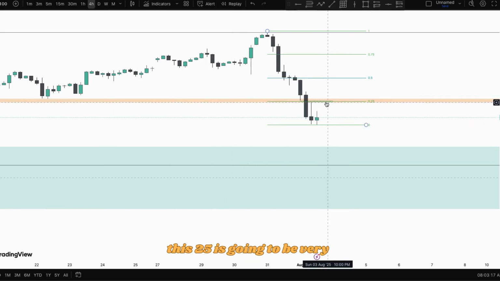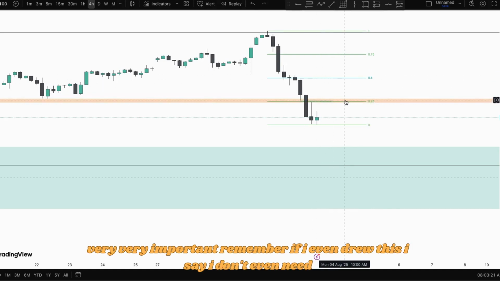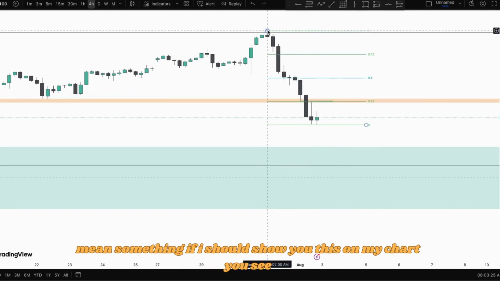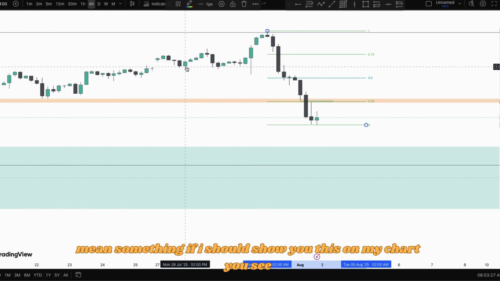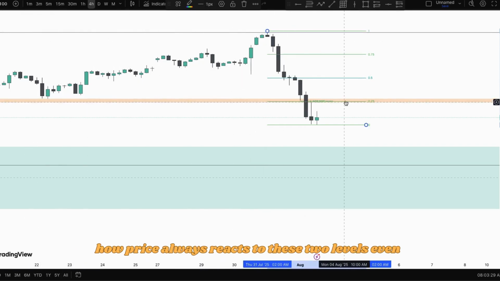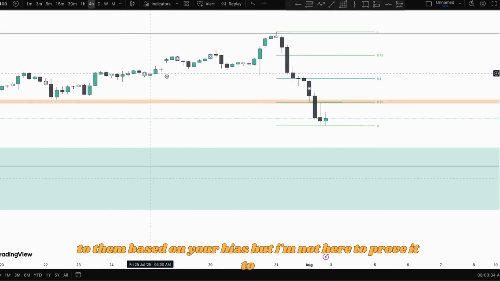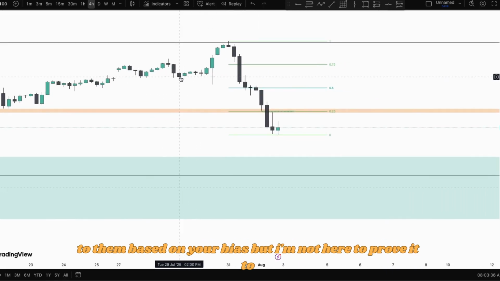All right. So this 25% is going to be very important. Remember, before I even drew this, I said I don't even need this fib, but drawing it out, seeing this 25% means something. If I should show you this on my chart, you see how price always reacts to these two levels. Even this one, all these levels, price usually reacts to them based on your bias. But I'm not here to prove it to you.